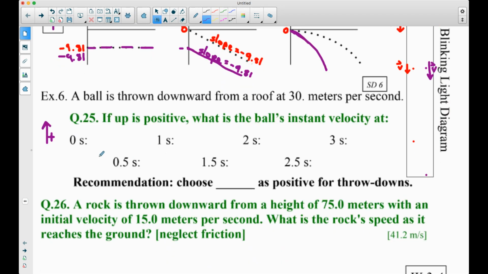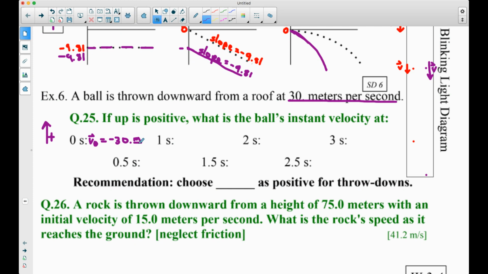What's the ball's instant velocity? Well, don't come running over here getting all excited about the velocity at 0 is 0. Well, no, it's not a drop problem. The velocity at 0 is whatever it's thrown at initially. And since up is positive, this is a negative 30 meters per second.